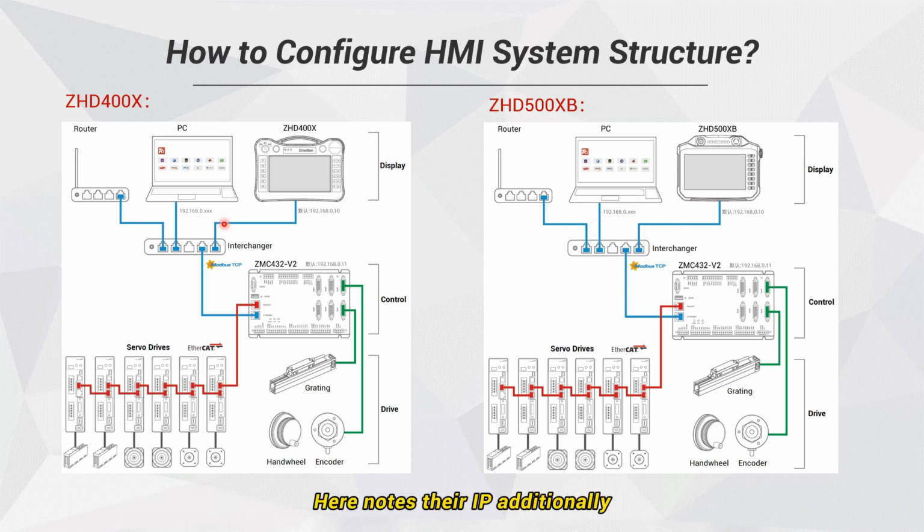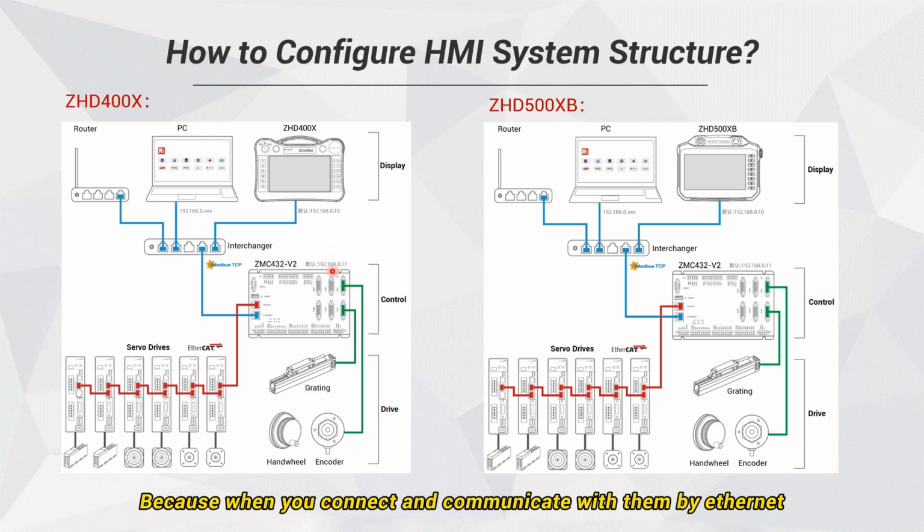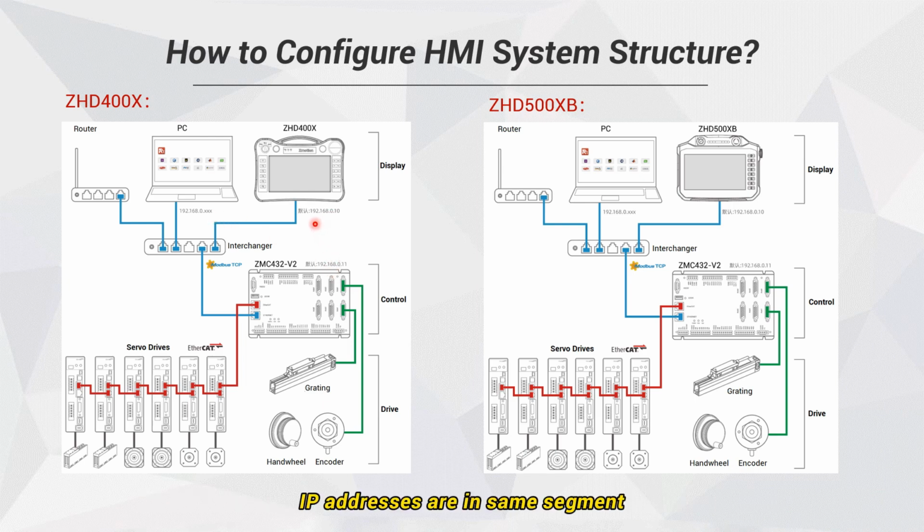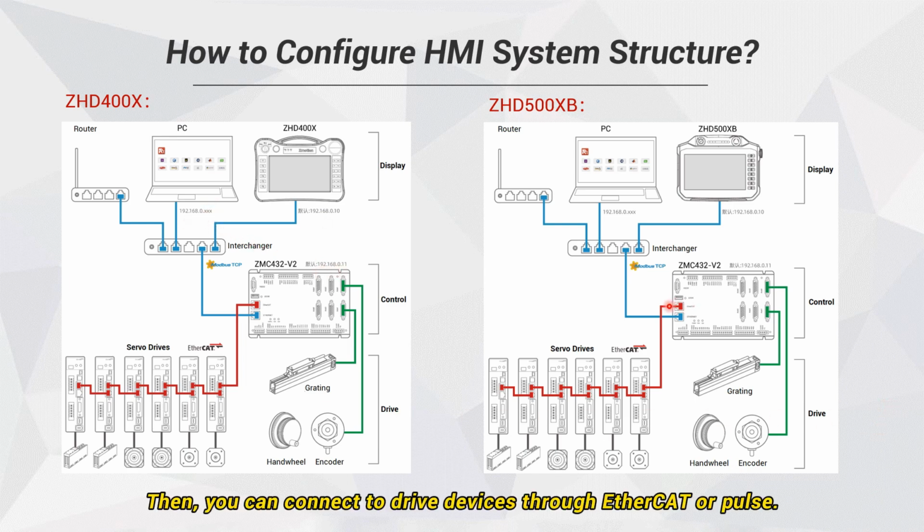Here notes their IP additionally. Because when you connect and communicate with them by Ethernet, the IP addresses are in the same segment. The front three are the same, the last one is different. Then, you can connect to drive devices through EtherCAT or Pulse.